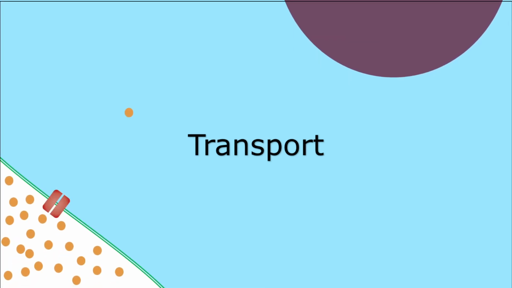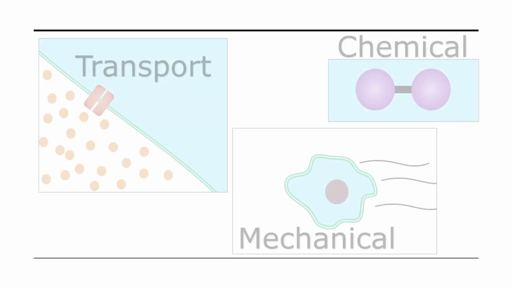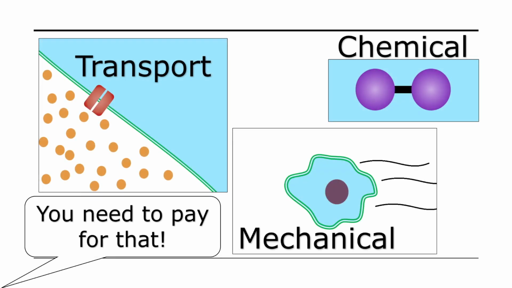Cells stay alive by doing 3 kinds of work. First, they carry out transport work. That's actively shuttling molecules across membranes against their concentration gradients. Second, they perform chemical work. That's building new molecules by forming chemical bonds. Third, they do mechanical work, generating force with motor proteins, contracting muscles, moving vesicles, or spinning bacterial flagella. All of these tasks require an input of energy.